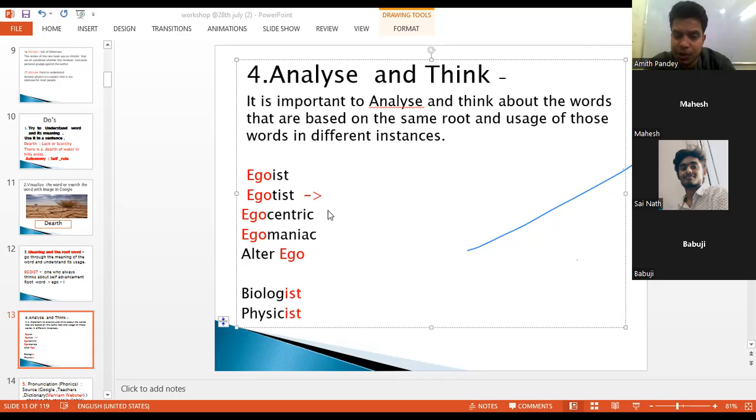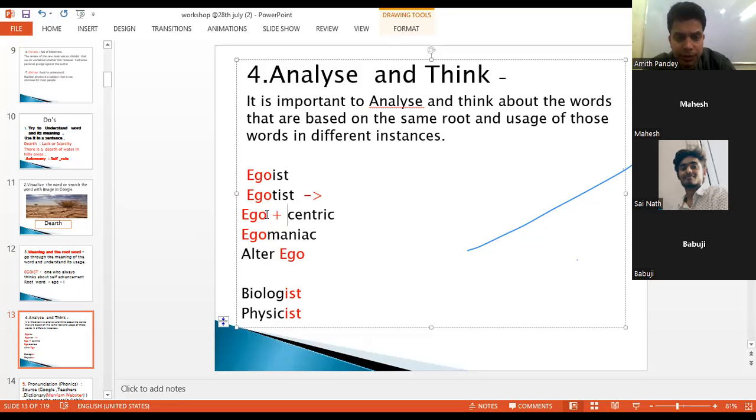Next comes egocentric. If we divide the word, it is ego plus center. So I plus center, and center is nothing but the middle, the epicenter of the thing. So one who always thinks, I am the center of this universe, everyone is working for me, I am the boss. Those who have that particular mentality.